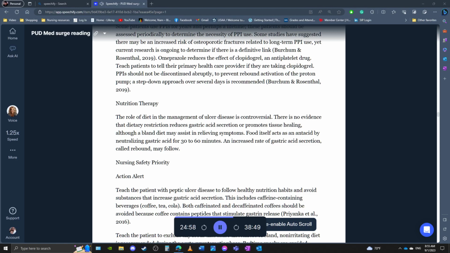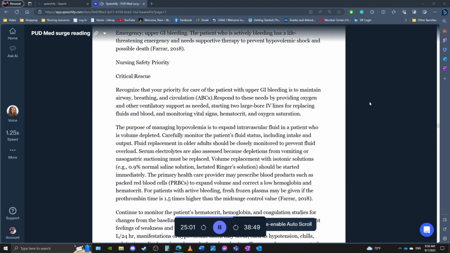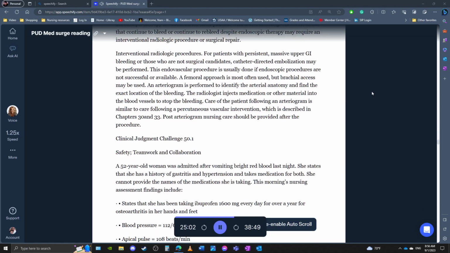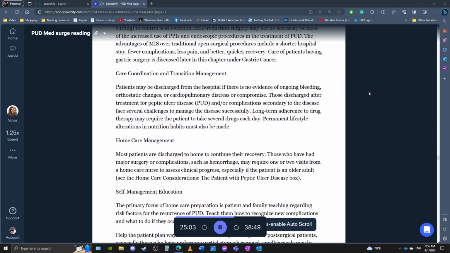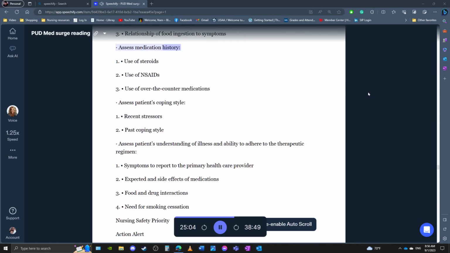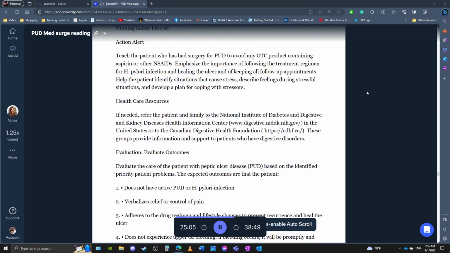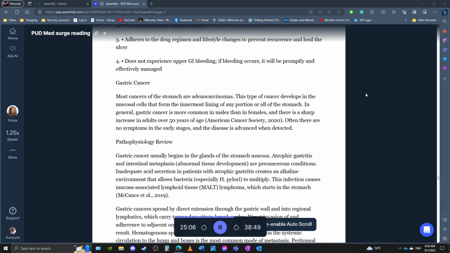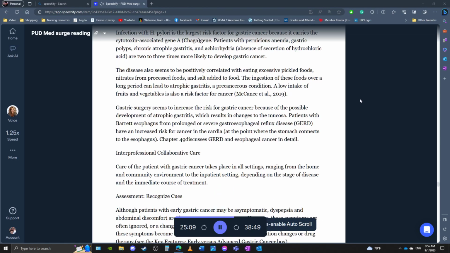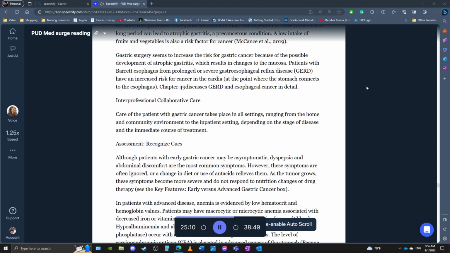Assess nutritional status, including: 1. Dietary patterns and habits. 2. Intake of coffee and alcohol. 3. Relationship of food ingestion to symptoms. Assess medication history: 1. Use of steroids. 2. Use of NSAIDs. 3. Use of over-the-counter medications. Assess patient's coping style: 1. Recent stressors. 2. Past coping style.